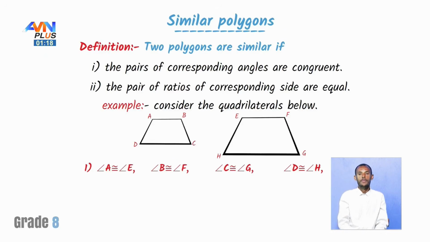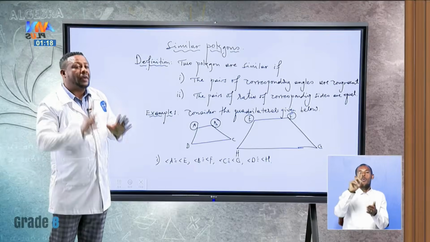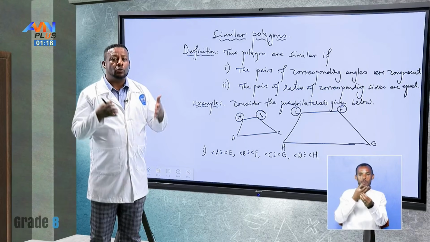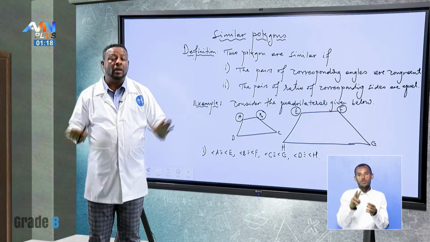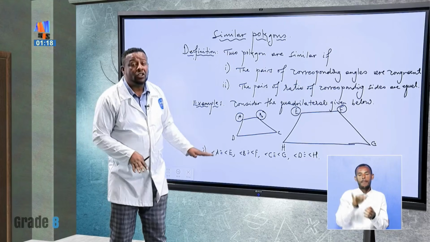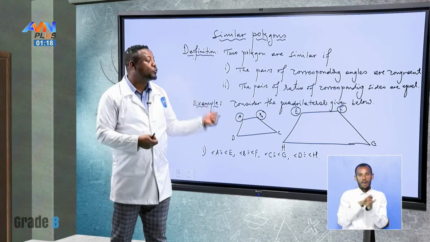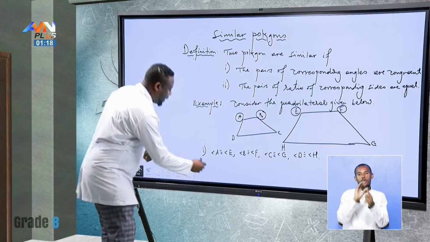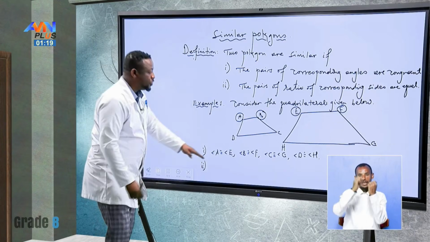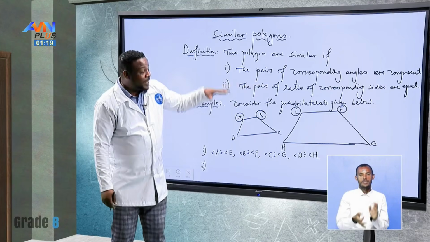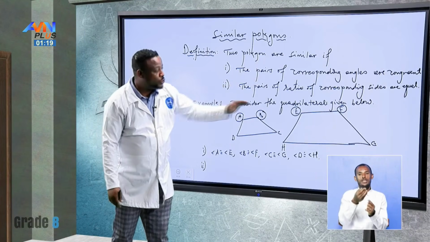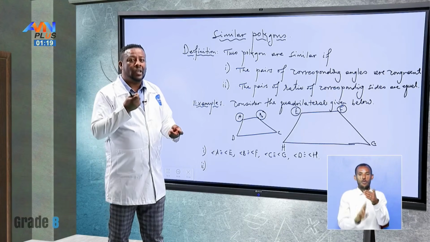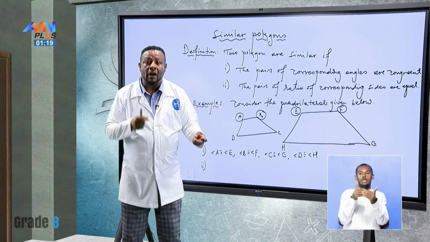All right. So this is one of the criteria. You need to add one more condition to properly say these two quadrilaterals are similar. The first condition is not enough to say these two quadrilaterals are similar, right? So the second one, according to our definition, the second condition to say these two quadrilaterals are similar is if the ratio of the corresponding sides are equal.